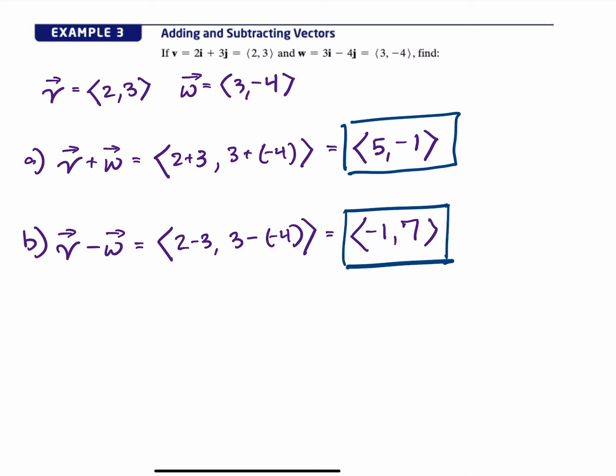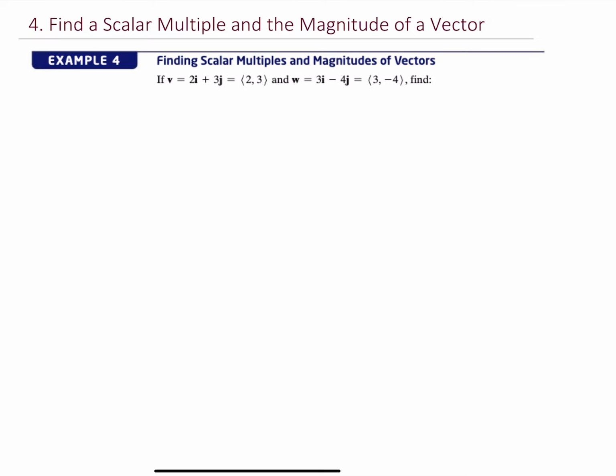So we can do combinations of adding and scalar multiplication. So let's look at two vectors again. I think these will be the same two. Let's just rewrite this. So v is 2, 3, and vector w is 3, negative 4.